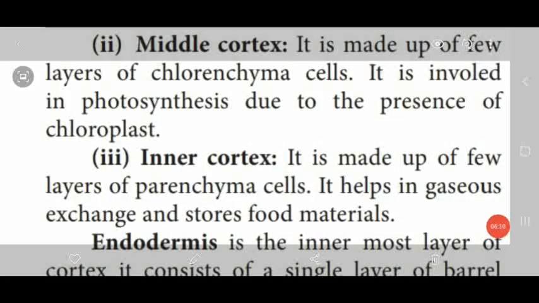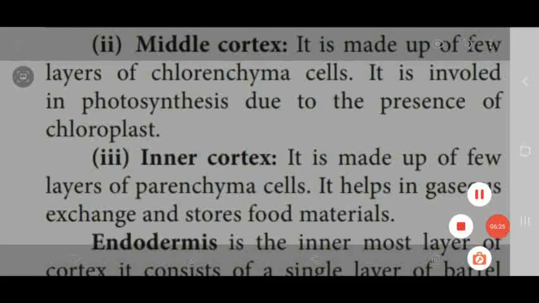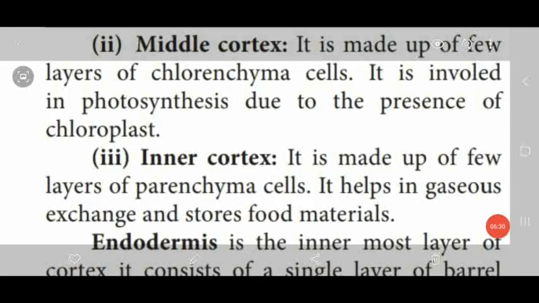Next one, middle cortex. It is made up of few layers of chlorenchyma cells. So what are chlorenchyma cells? It is a type of parenchyma cells which contain chlorophyll pigment. Those parenchyma cells are called chlorenchyma cells due to the presence of green color pigment, that is chlorophyll. These cells are responsible for the photosynthetic function.